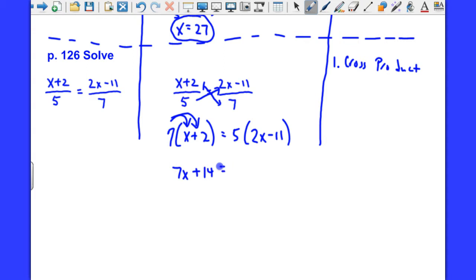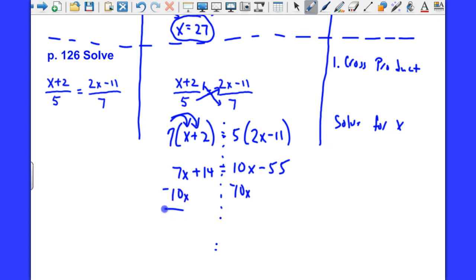Keep that equal sign lined up. I love it when I see people keep that lined up. 7x plus 14 is equal to 10x minus 55. All right, now solve for x. And this we should know how to do, hopefully. I am going to subtract 10x here. You can do it your way. Just watch your signs if you do it differently from me.